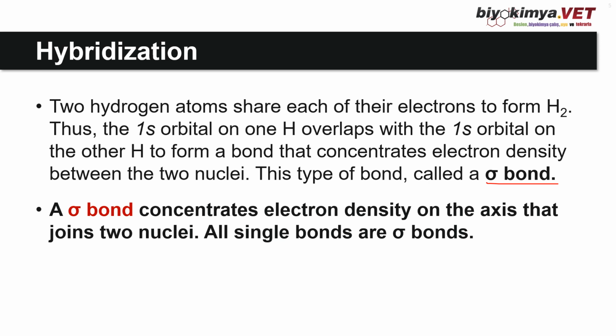So a sigma bond concentrates electron density on the axis that joins two nuclei. All single bonds are sigma bonds. And the sigma bond is cylindrically symmetrical because the electrons forming the bond are distributed symmetrically around an imaginary line connecting the two nuclei.